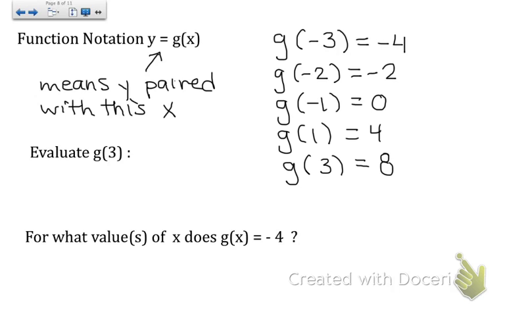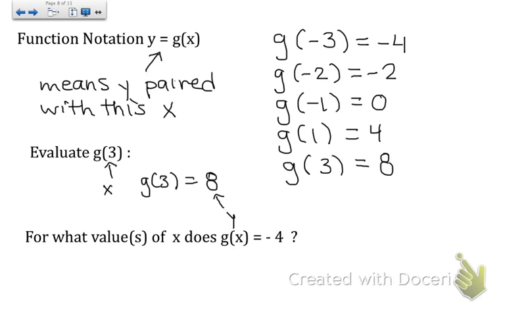Now, the next question asks me to evaluate g of 3. Remember that this number inside is an x value. So if we look at our list over there, g of 3 equals 8. And that 8 was our output, our y value.